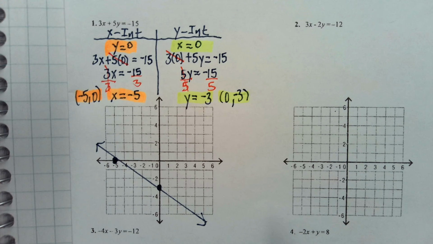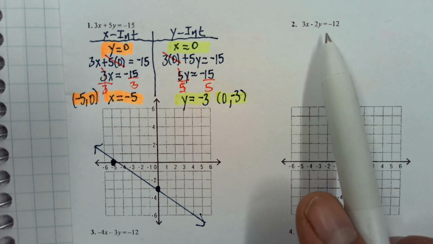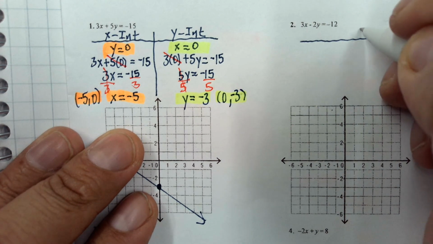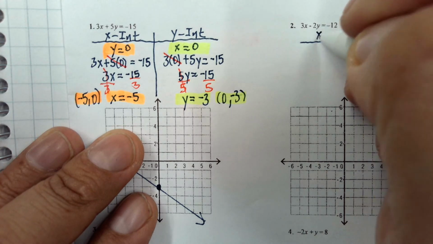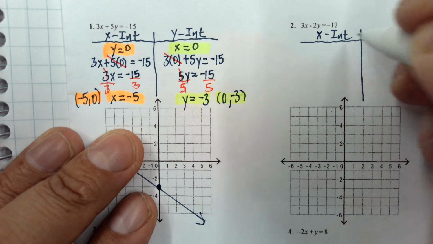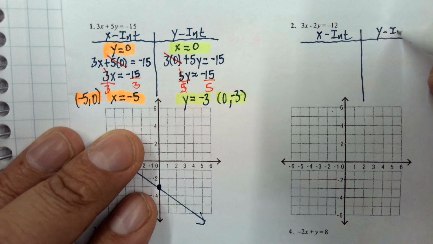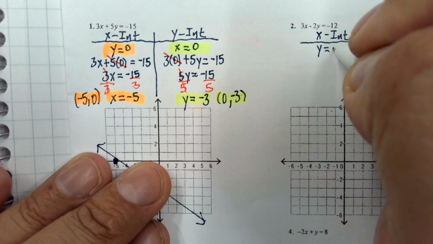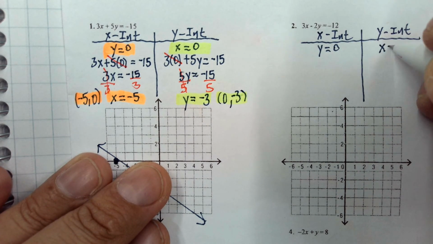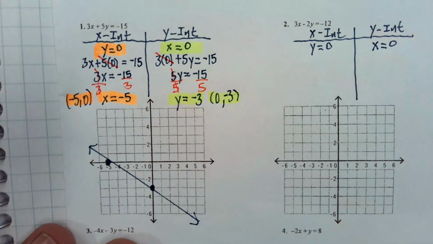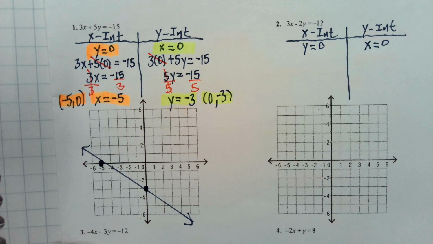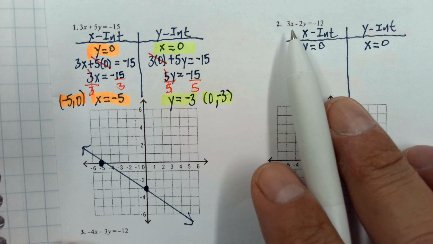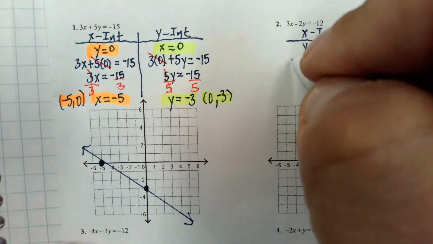Let's do the next one. Let's work with 3x minus 2y equals negative 12. We're going to make a t-table here. Let's find the x-intercept, y-intercept. And we start off with the same fact. For x-intercept, y is 0. For y-intercept, x is 0. Okay? So if y equals 0, we're going to rewrite this as 3x minus 2 times 0 equals negative 12.